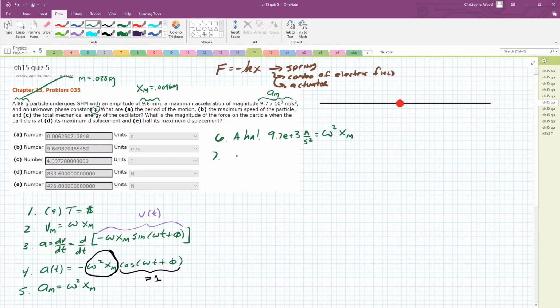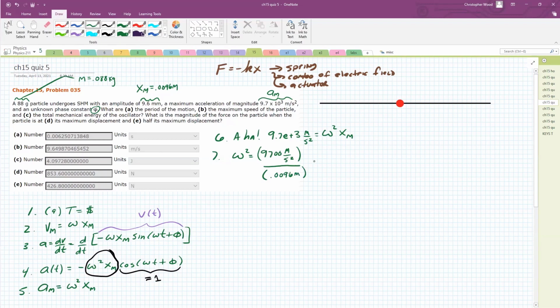omega. So omega squared equals 9,700 meters per second squared all over x sub m. What's x sub m? That's given to us. X sub m is 0.0096 meters. That's your omega squared.